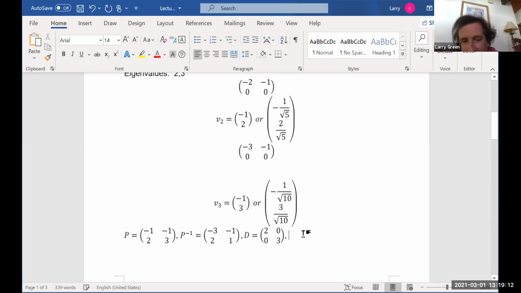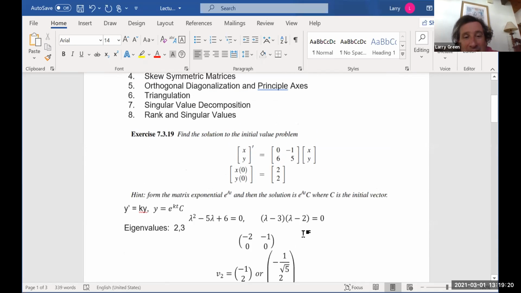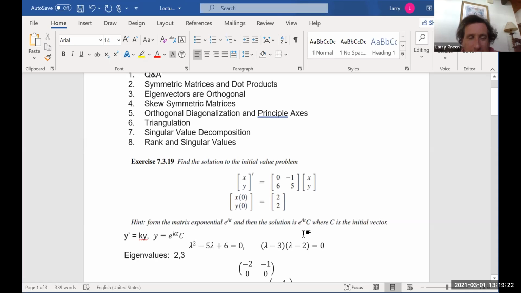So now we can start writing this out. It's a bit messy, but we can do this. So we can now solve our system. And remember, let's go back to the original. We want e to the AT, basically, times c, where c is the initial vector. The initial vector is 2, 2, by the way, because they gave that to us. Any questions on that?